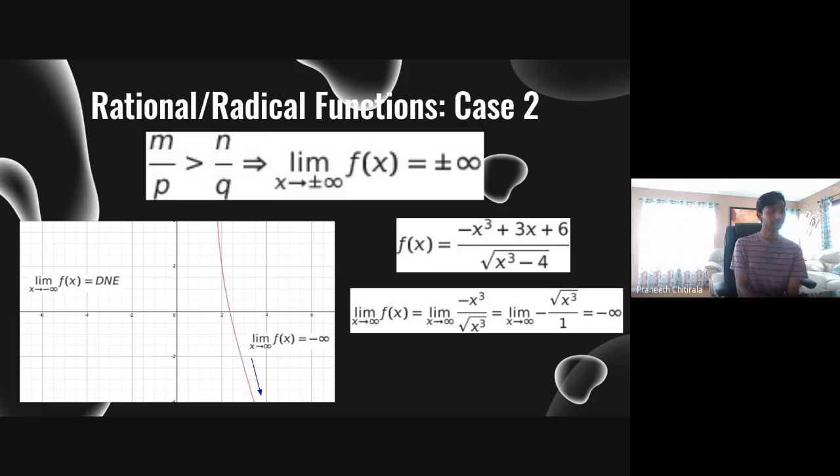So the limit as x approaches infinity of f of x can be set up as this limit right here. And then with some algebraic manipulation, you get this term right here. But as x approaches infinity, this term will approach negative infinity. So you have this negative here, and the square root of x cubed will approach positive infinity, and negative times positive is negative. So it'll approach negative infinity.